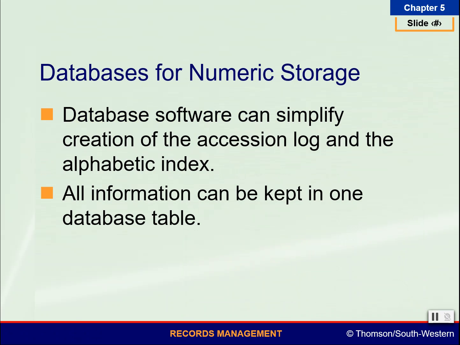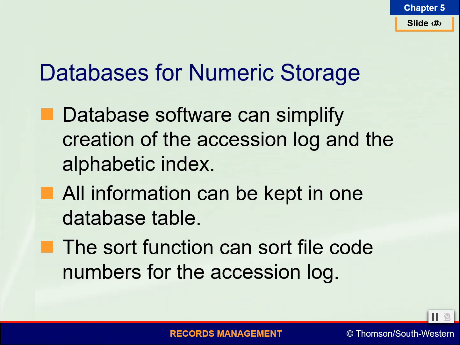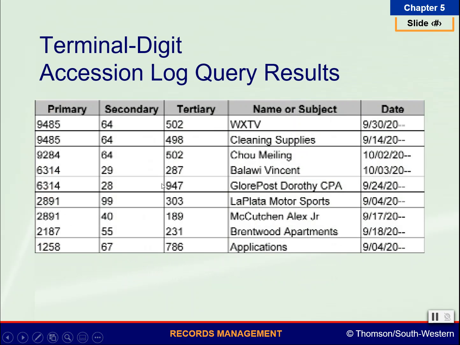Now, database for the numeric storage. Database software can simplify the creation of the Accession log and also the alphabetic index. Again, let's recap. For the Accession log, you use the file number from the lowest to the highest. However, in the alphabetic index, you use the name and subject, with the file number as the second unit. So all information can be kept in one database table. The sort function can sort file code numbers for the Accession log. Again, we have learned that in the Accession log, the file numbers go from the lowest to the highest. This is what we call the terminal digit Accession log query.